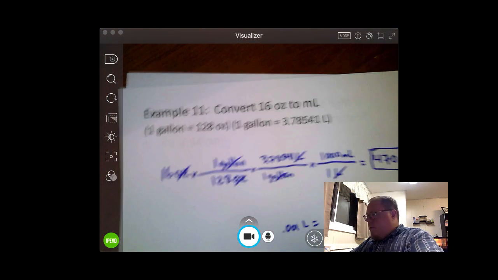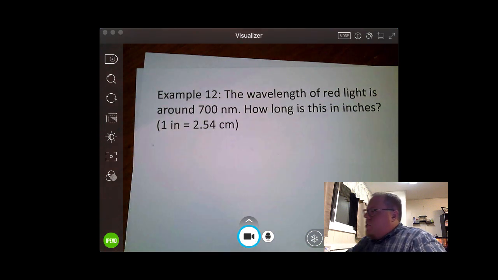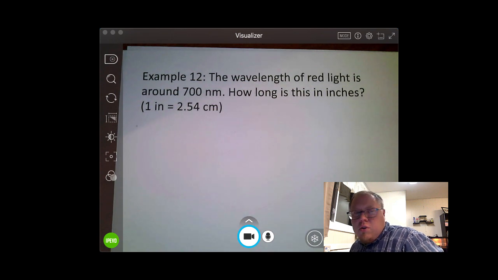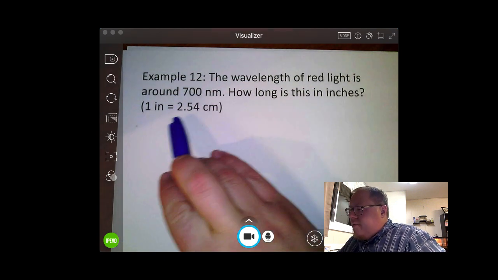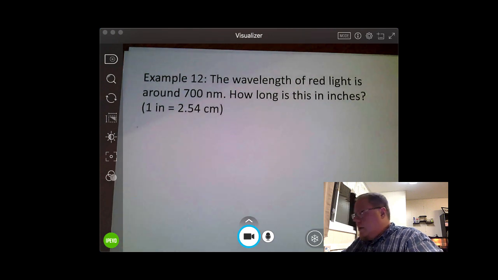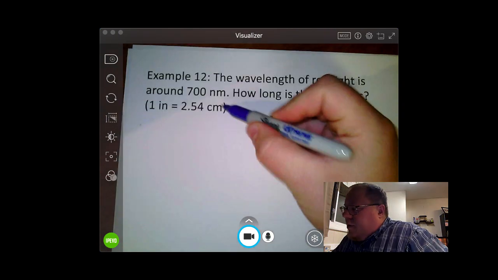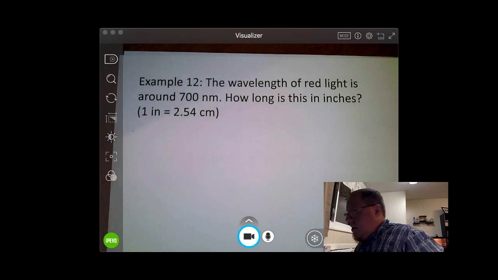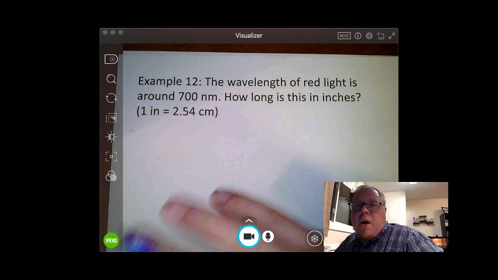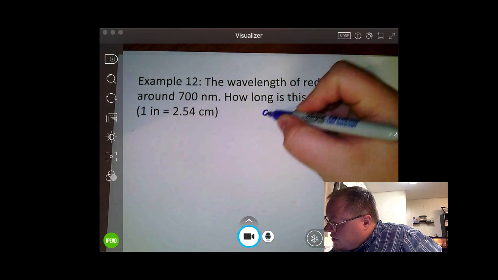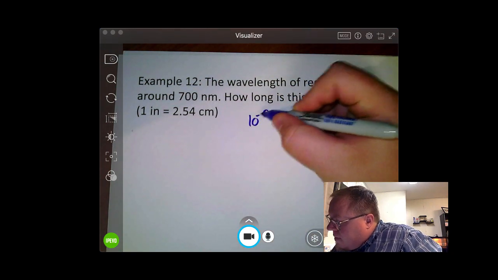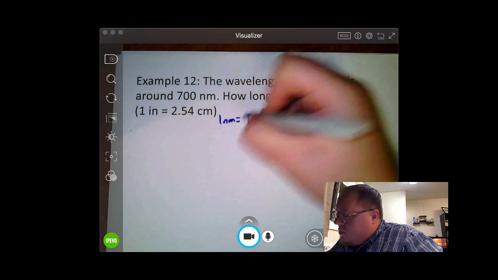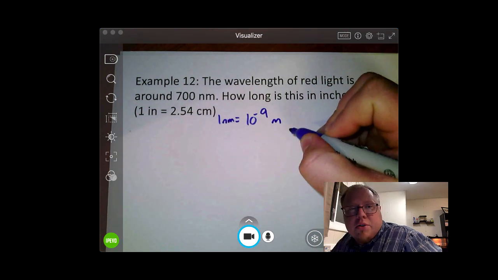All right, so this next example, the wavelength of red light is 700 nanometers. How long is this in inches? Okay, well, I know that an inch equals 2.54 centimeters. All right. But I don't have centimeters, I have nanometers. So I got to figure out how nanometers and meters and centimeters are related. So I look it up on that one sheet and I find out that a nanometer is actually 10 to the power of -9. So that's what a nanometer is. So 1 nanometer equals 10 to the power of -9 meters.